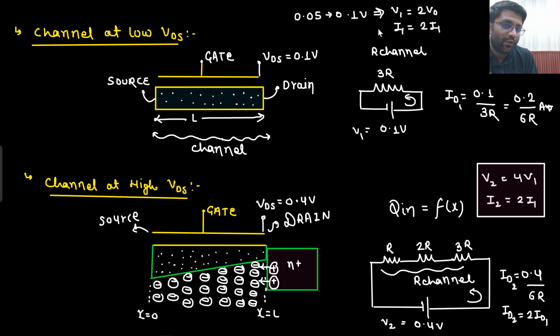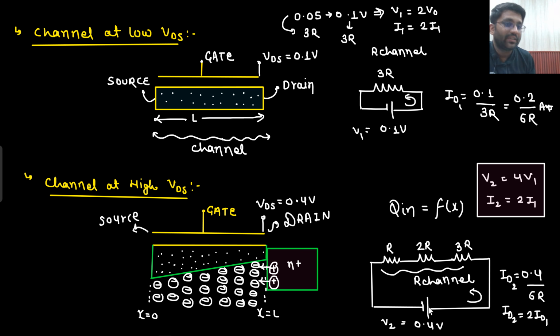This was the scenario for low VDS because this particular thing was not changing. But here if this particular thing is changing, that means, there the R channel was the same. This was 3R. At 0.05 volt as well, R channel was 3R, and here as well, your R channel was 3R only. For low VDS, R channel was the same, but now R channel has increased. If R channel increases, then current will decrease.